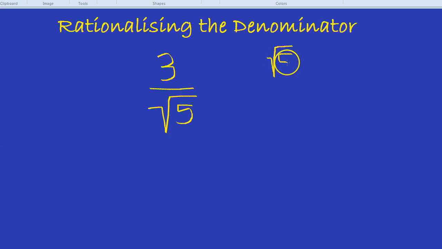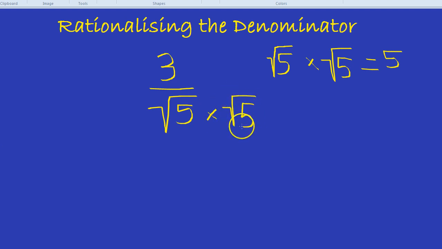What is root 5 times by root 5? In another video I've gone over this, but the answer is 5. To get rid of a surd, therefore, you have to multiply by that surd. To get rid of this surd on the bottom line of the fraction, we have to multiply by root 5. However, unless we're going to change the fraction, we have to multiply the top line by root 5 as well.